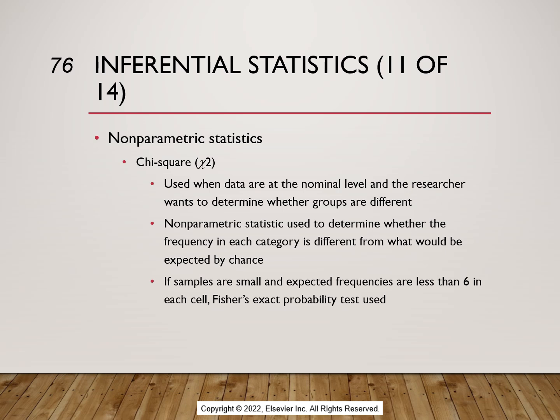Next, we'll look at non-parametric statistics. For example, the chi-square. These are usually used with nominal data, and smaller sample sizes are used. The Fisher exact probability test is used.